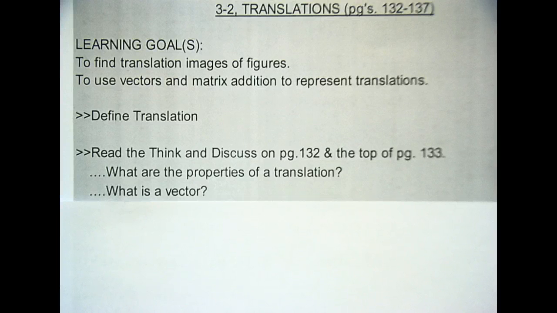Yesterday, a reflection was an isometry. Why did we call a reflection an isometry? Tell your neighbor why we called the reflection an isometry. Yes, Maddie, go ahead. Yeah, it is like a mirror. Good, because the image and pre-image are congruent. That's what an isometry is.